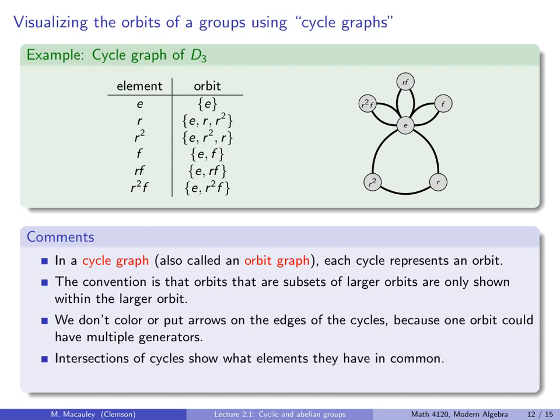Now intersections of cycles show what elements they have in common. Like this 3 cycle and this 2 cycle, they intersect in one element because that's the element that is shared by both of them. So question, what do the cycle graphs of cyclic groups look like? Well, I guess I've given away that a little bit. It's going to be just one big orbit, one big circle. And as I said before, we don't need those suborbits because, well, by this second comment right here.